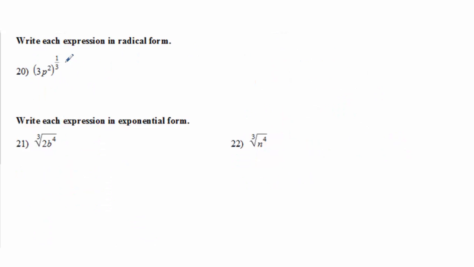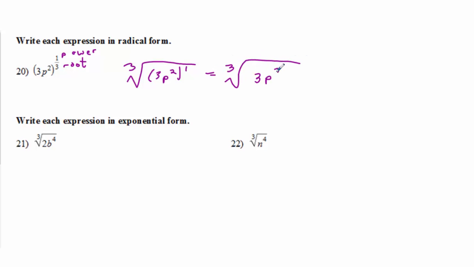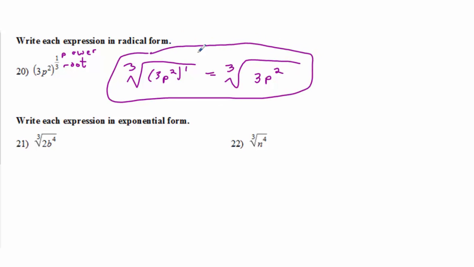Write each expression in radical form. So remember, the top is our power, the bottom is our root, and so all we have to do is say this is the cubed root of 3p squared to the first power, or you don't even have to put the part with 3p squared to the first power. You can just put the cubed root of 3p squared. Either way, because the first power doesn't do anything. That's our answer.